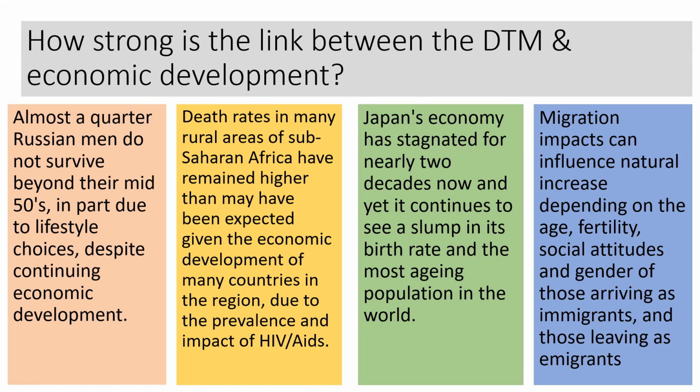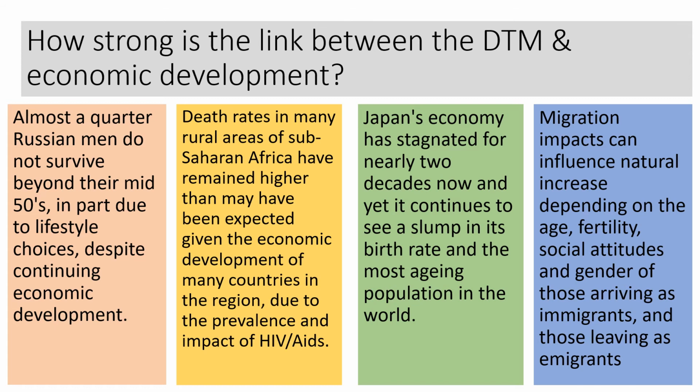Well, almost a quarter of Russian men do not survive beyond their mid-50s, in part due to lifestyle choices, despite the fact that Russia has a continuing economic development. We should really suggest that Russia would be at stage 3 on the demographic transition model. So it should have a fairly low death rate, and it should have a low birth rate. But in fact, we've got a lot of men, a quarter, dying in their mid-50s or before their mid-50s. That doesn't really fit the model.